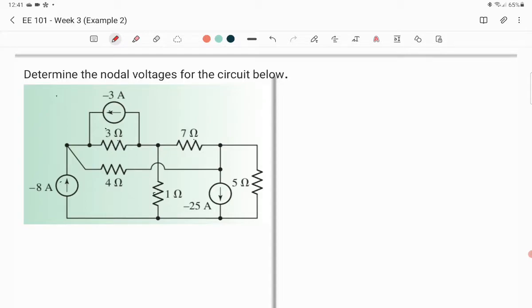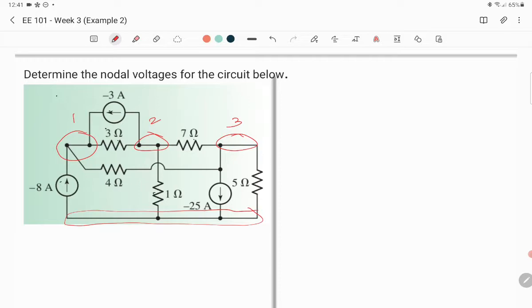So again, the very first step in solving a circuit, for example in this one wherein we need to determine the nodal voltages of the circuit, is to identify the nodes. So we have here node 1, node 2, node 3, and of course our reference point, our reference node.